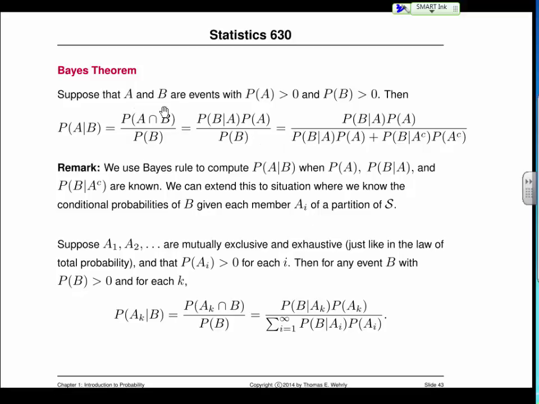So the idea is we are interested in the probability of A given B, but we know the probability of A, the probability of B given A, and the probability of B given A complement. So we know the conditional probabilities, but in the wrong direction. We want to reverse the direction of the conditioning. And so here's our expression to calculate that.